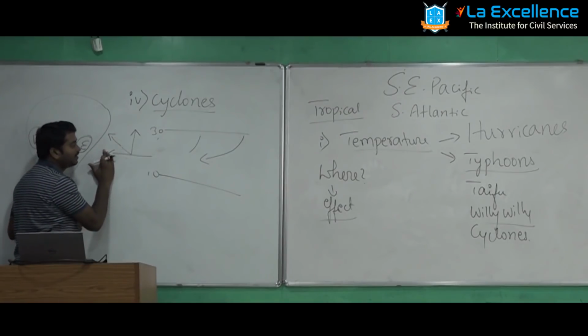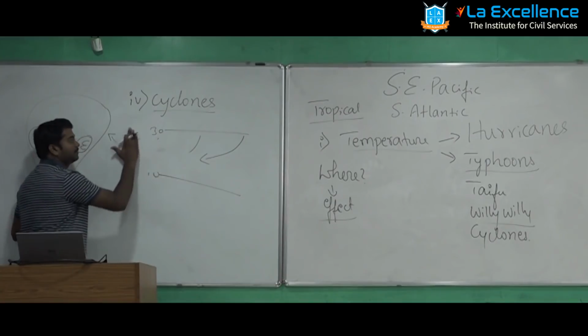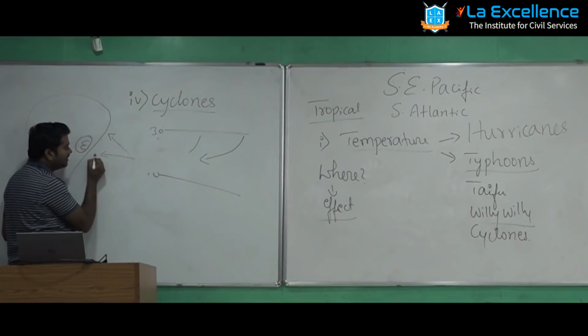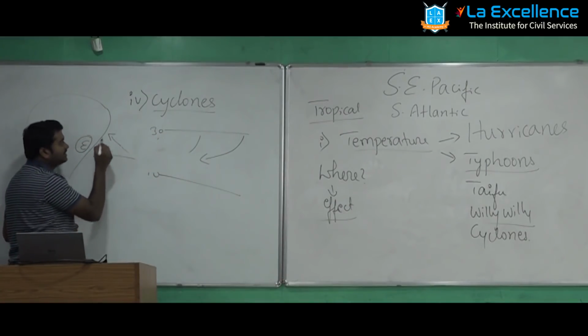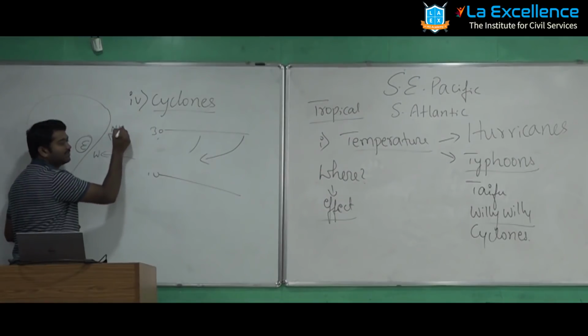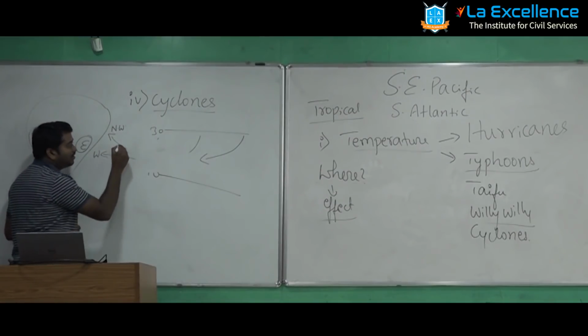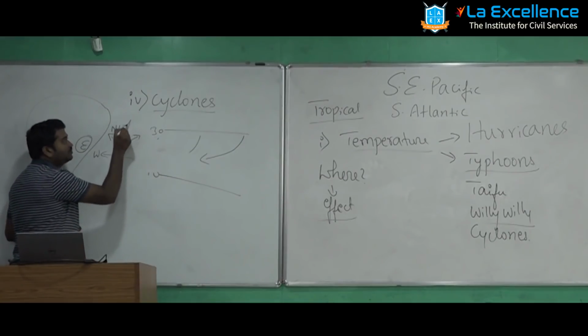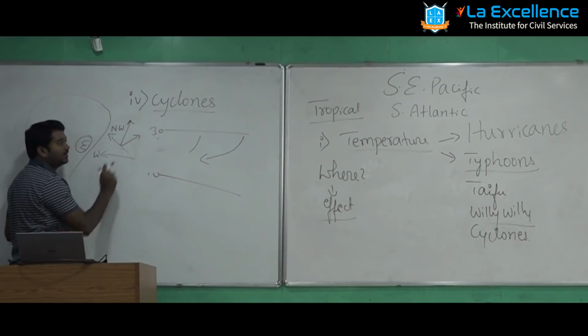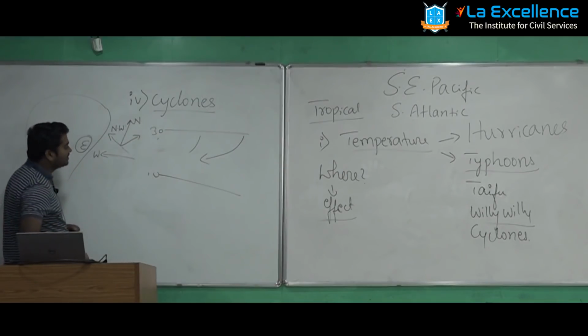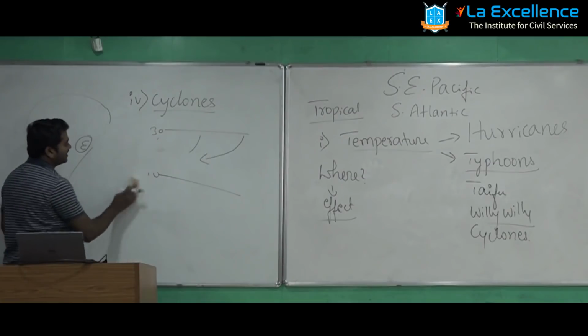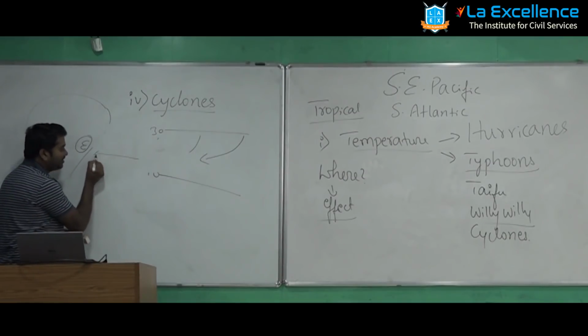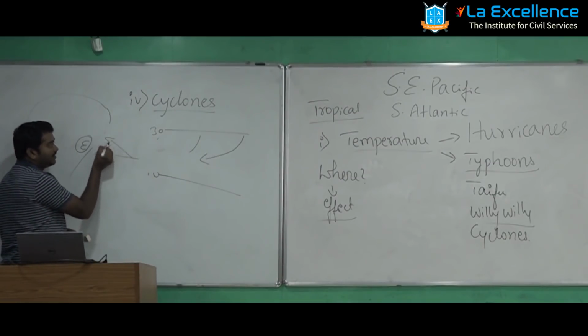So where do they hit? First, they hit west. Next, they hit northwest. Again, Coriolis force will act on them. Again, it moves in this direction, that is, it moves northwards. So what happens, guys? If we are talking about the cyclones, first they hit here, then they hit here.